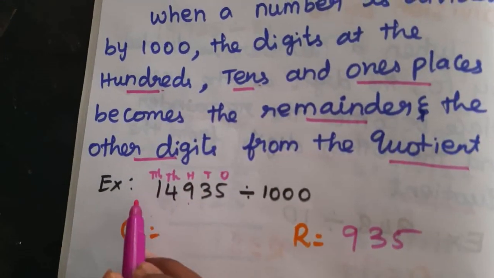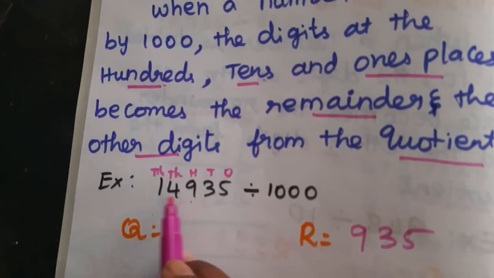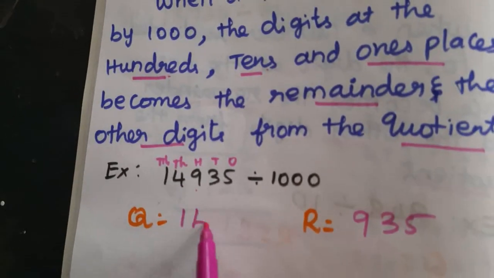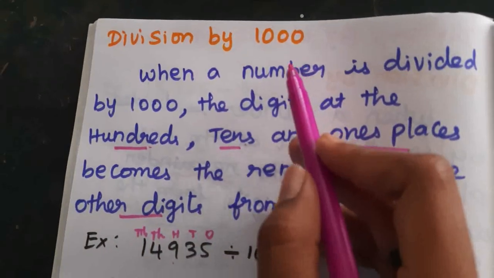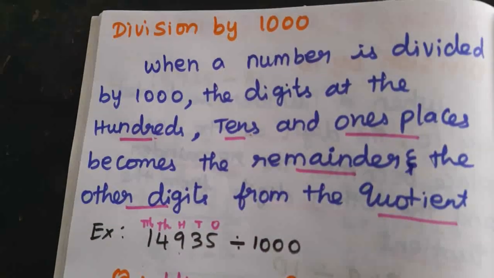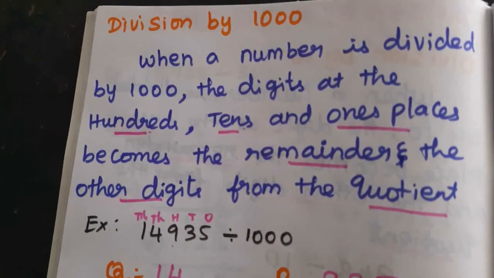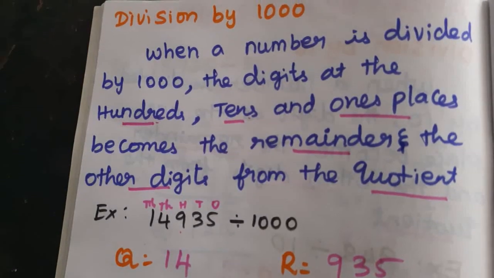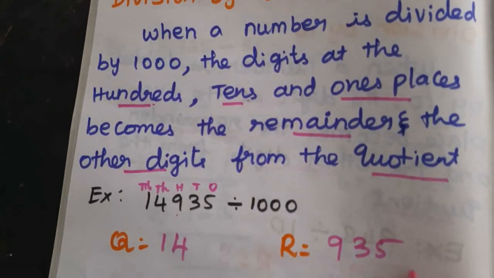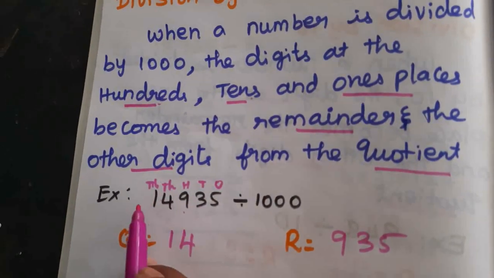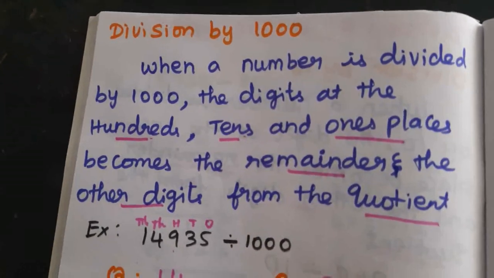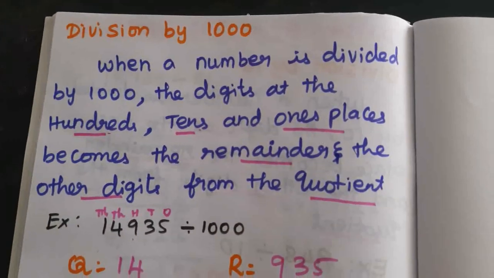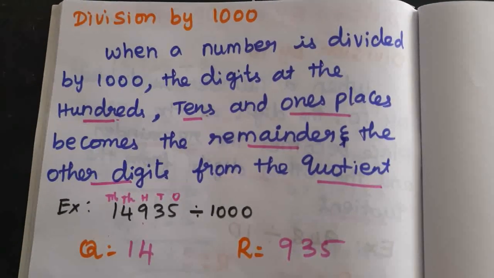So the remaining digits are the quotient. What are the remaining digits? It's 14, 1, 4. So it's the quotient. Okay, so division by 1000 means any number of digits divided by 1000, the hundreds, tens, ones place become the remainder. So the remaining digits are the quotient. Okay, now you have any doubts? Okay, so next topic is properties of division.